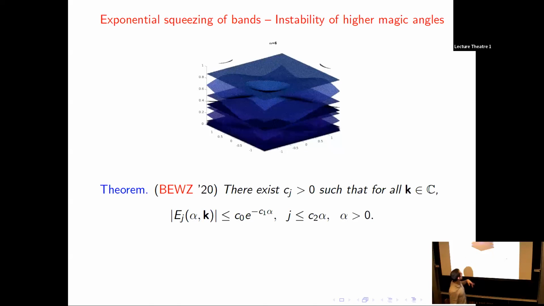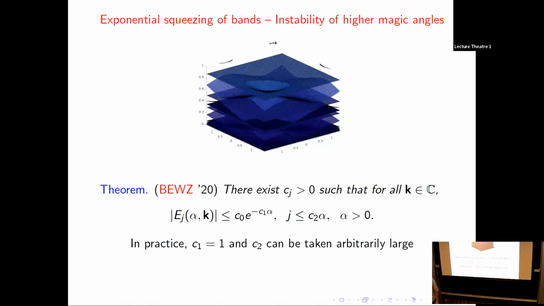So for small twisting angles, we shouldn't expect too much, and that's formulated in this theorem. This is an asymptotic result for large alpha, so small twisting angles. There are essentially alpha many bands that are exponentially close in alpha to 0. So if alpha is 100, I have 100 bands that are e to the minus 100 close to 0 energy. That's the statement of this result.